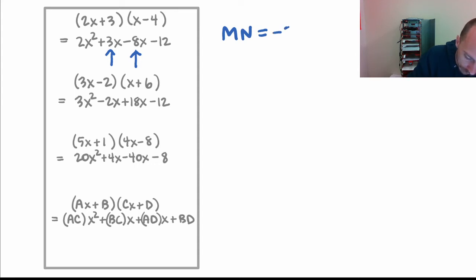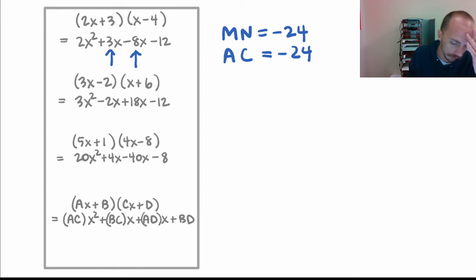A negative 8 times 3 is negative 24. But also, if I take that first coefficient, that leading coefficient, and multiply it by the negative 12, the AC, a times c, I'm also going to get negative 24, because 12 times negative 2. And kind of the same thing over here, negative 2 times 18 is the same as 3 times negative 12. 4 times negative 40 is the same as 20 times negative 8. And if you just follow it all the way through, you see that it's the same pattern each time.